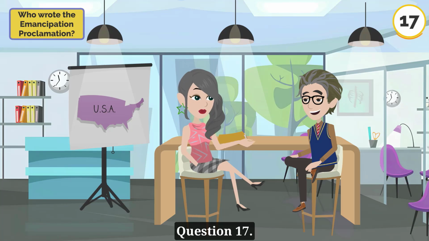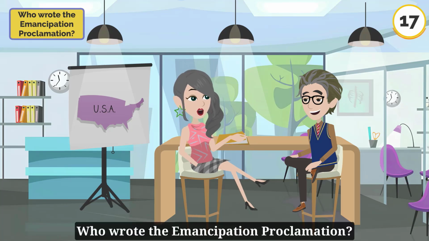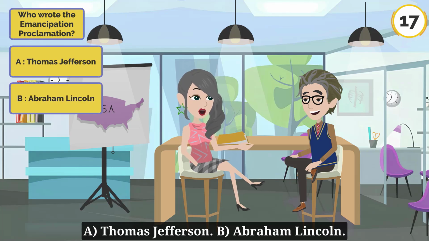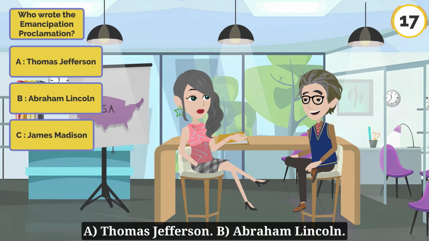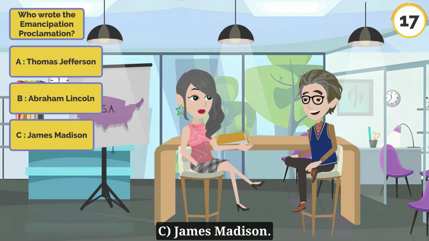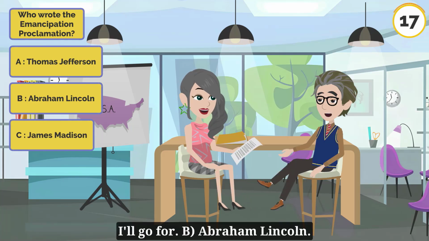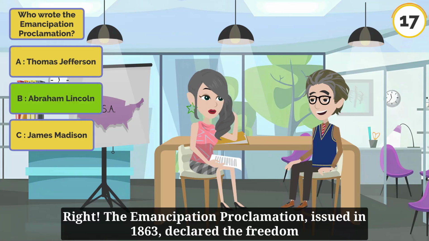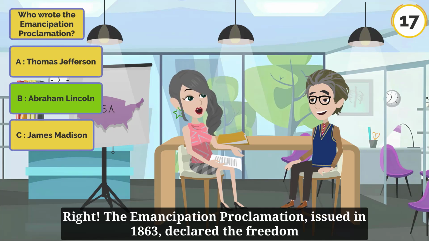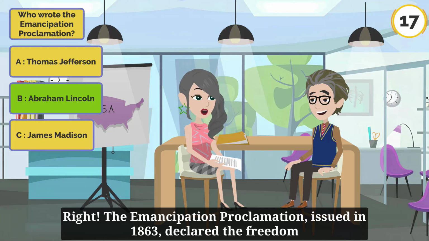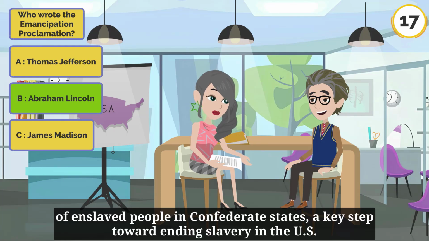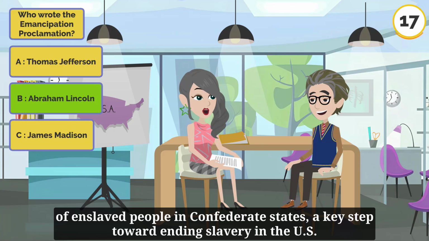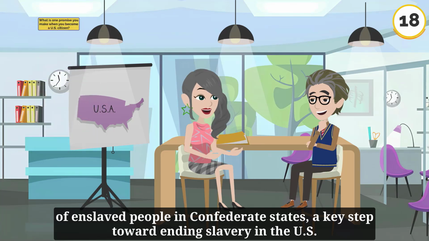Question 17. Who wrote the Emancipation Proclamation? A. Thomas Jefferson. B. Abraham Lincoln. C. James Madison. I'll go for B. Abraham Lincoln. Right. The Emancipation Proclamation, issued in 1863, declared the freedom of enslaved people in Confederate states, a key step toward ending slavery in the U.S.